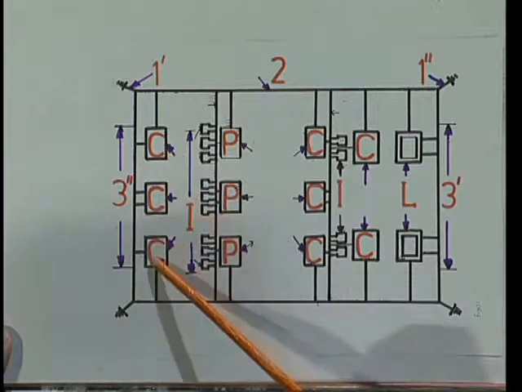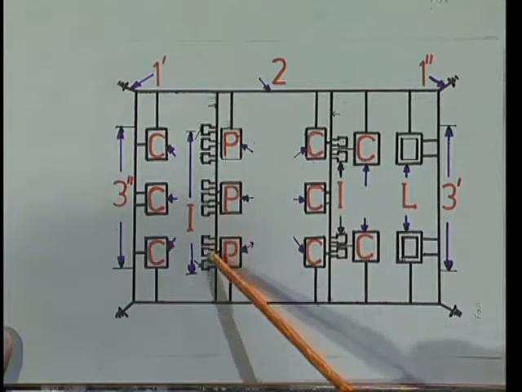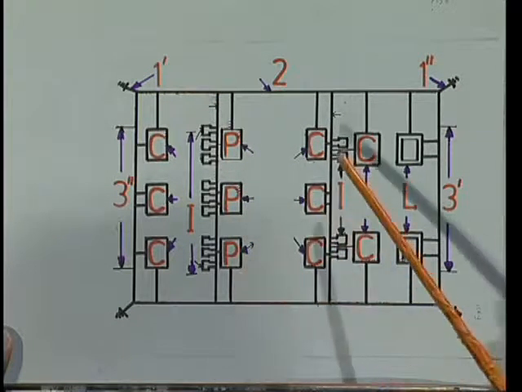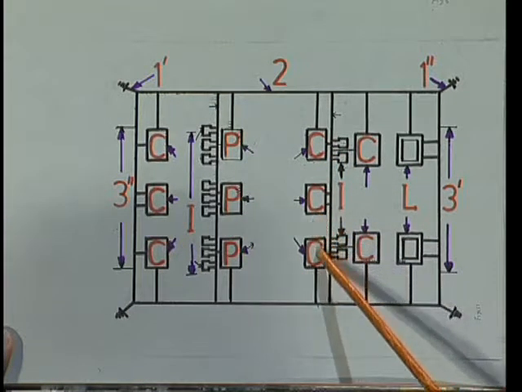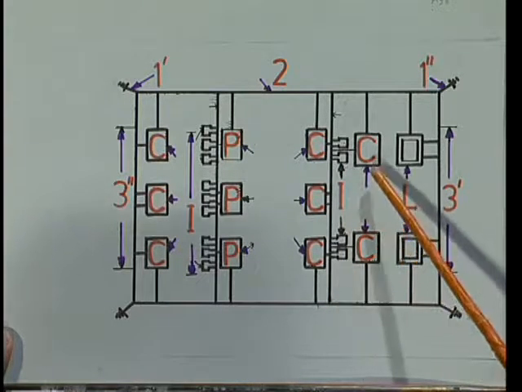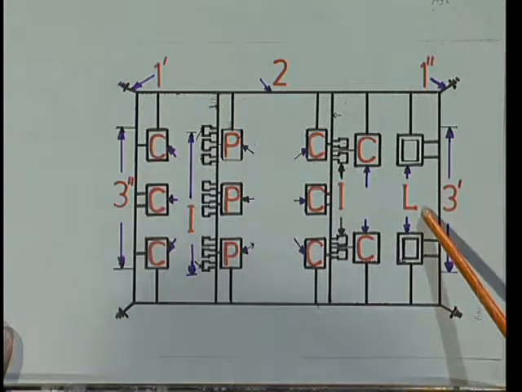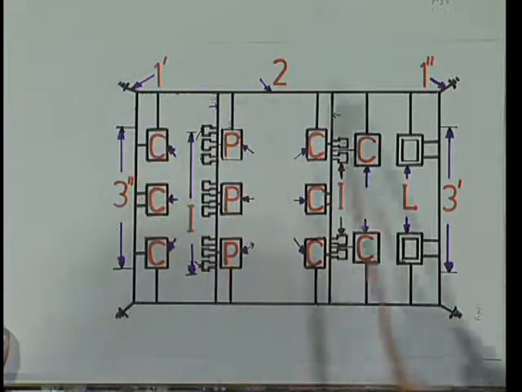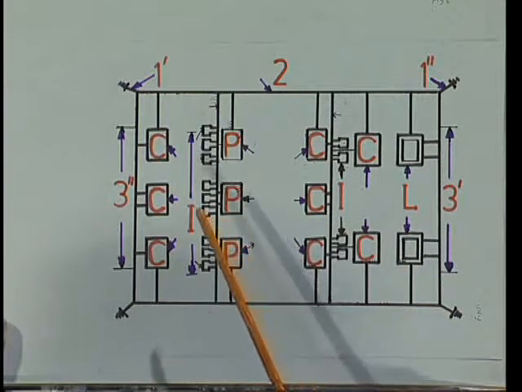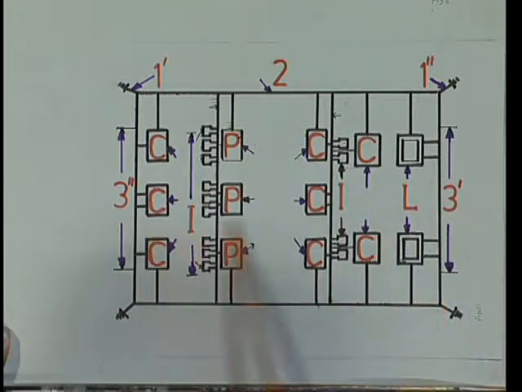C stands for circuit breaker, I stands for instrument transformers, P stands for power transformers, C for circuit breakers, I for instrument transformers, C for circuit breakers, and L stands for lightning arrestors. So this is the actual figure of the substation above the equipment. This is the top of the equipments, overhead.